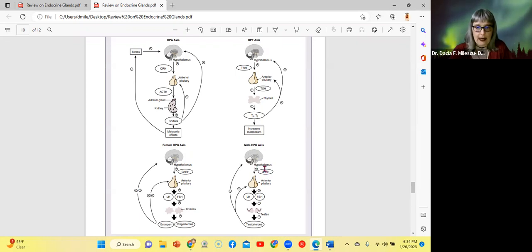All right, let's look at the male here. The hypothalamus releases GnRH again, just like in the female. Same thing, LH, FSH, but men are simpler. One button does it all, whereas females have like 3 different hormones.